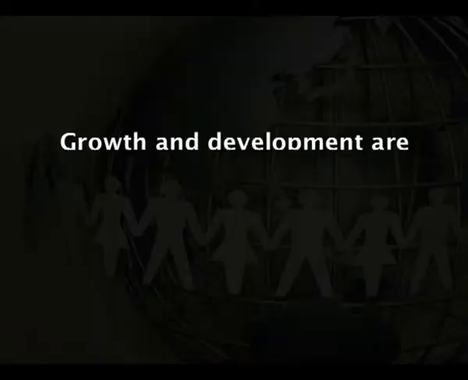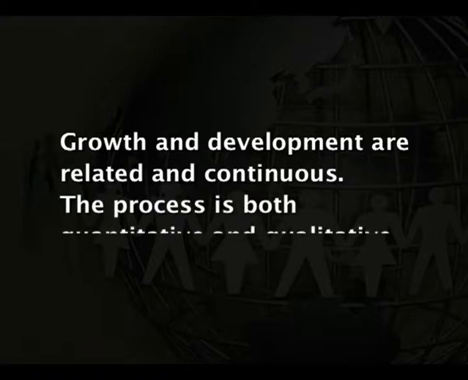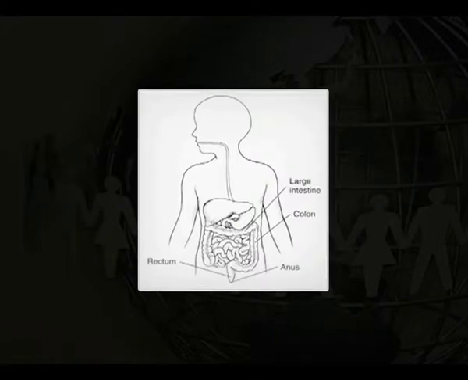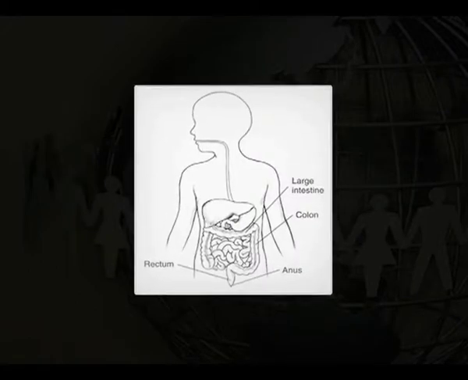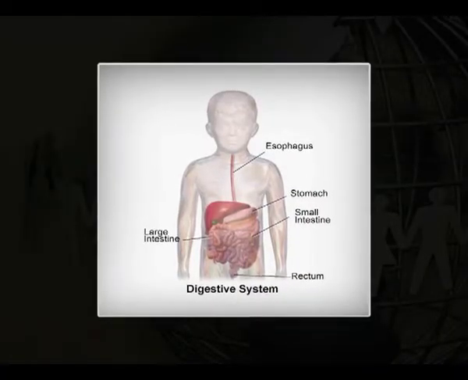Growth and development are related and continuous. The process is both quantitative and qualitative. For example, a child's digestive tract is an illustrative example of this principle. Growth in size permits the large intake of food in a single feeding. The change in structure permits the digestion of more complex foods and increases the efficiency of converting the more complex food into simple forms which the body can use.